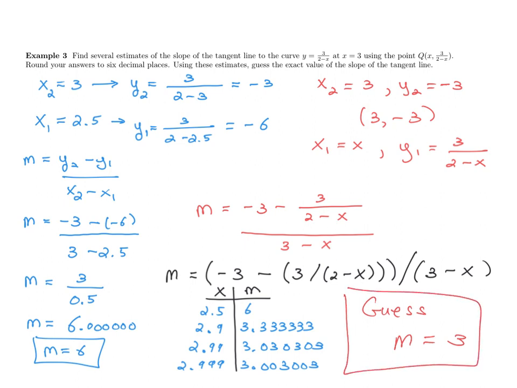Again, you could say, oh, maybe I'll put another 9 after that. If the numbers keep getting closer and closer to 3, it would seem like 3 would be a good guess for the slope of the tangent line. So why even consider the slope of a secant line or a tangent line? We'll see an application here in example 4.